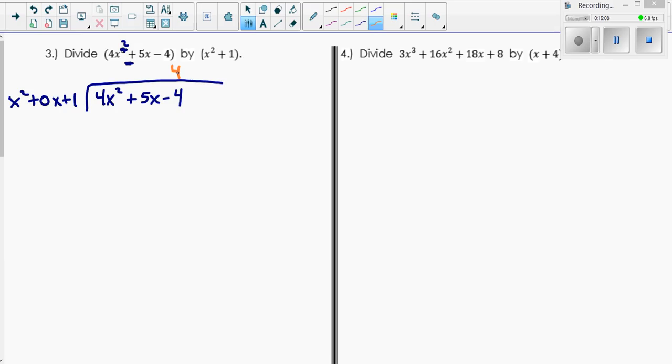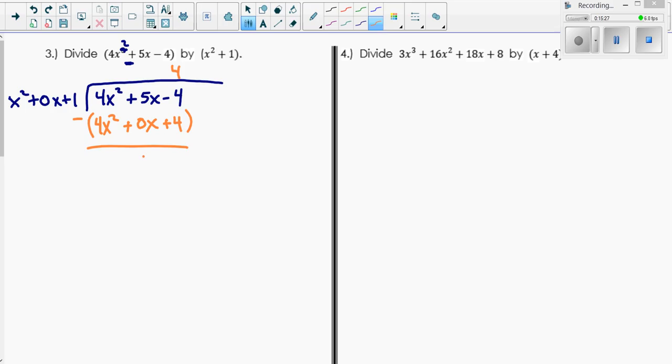Okay, watch. So 4 times x squared gives me 4x squared. 4 times 0x is plus 0x, and 4 times 1 is positive 4. Put parentheses around this whole thing and subtract. 4x squared minus 4x squared is nothing, which is perfect. That means I can continue.